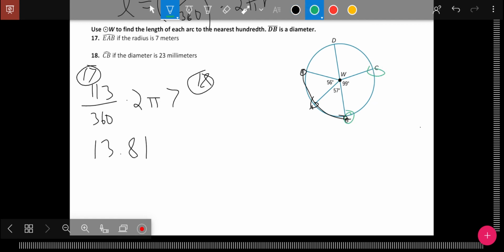For number 18, CB, it's just 99 degrees. And so 99 over 360 times 2 pi. The radius is half the diameter. And so I want to do 99 divided by 360 in parentheses, and then times 2 times pi times 11.5. And I get 19.87.